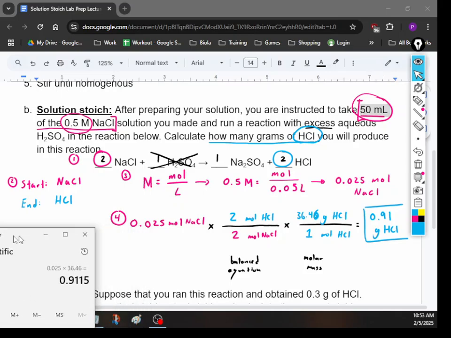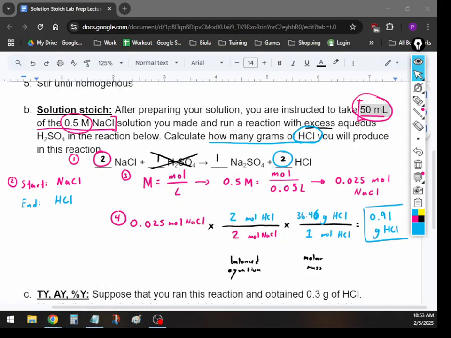All right, guys, so that is solution stoichiometry. That's correct, yeah.